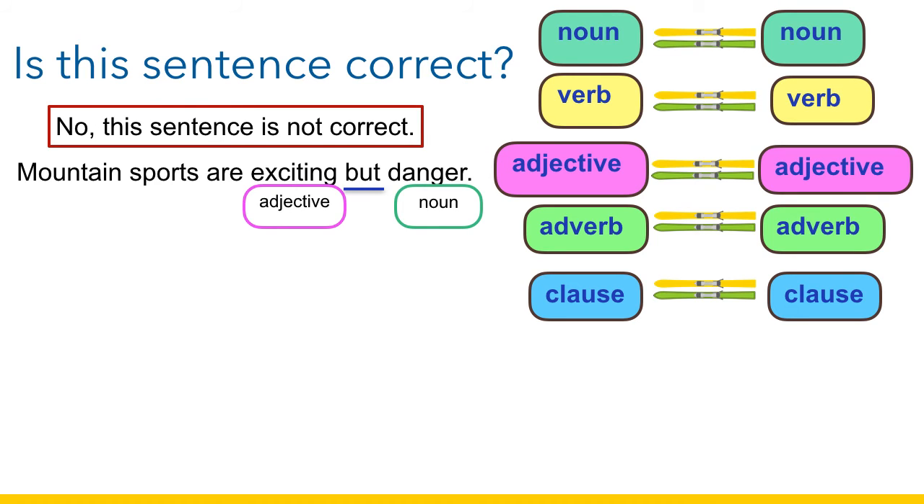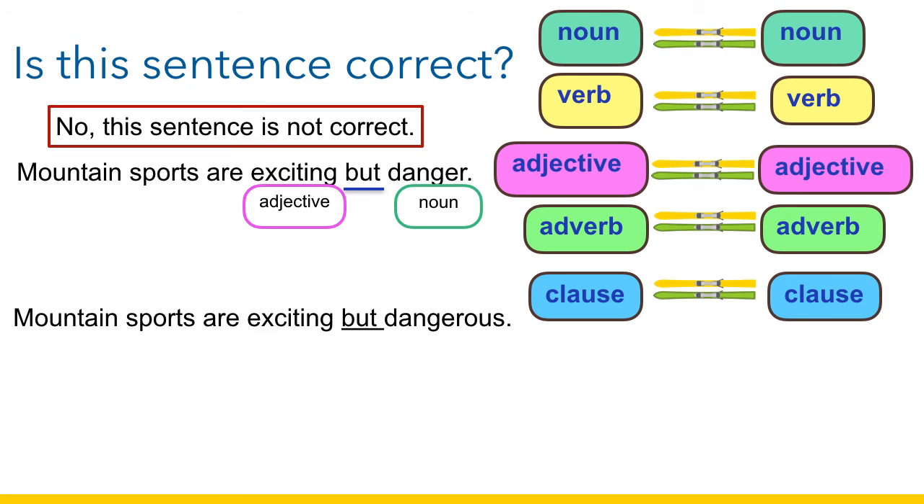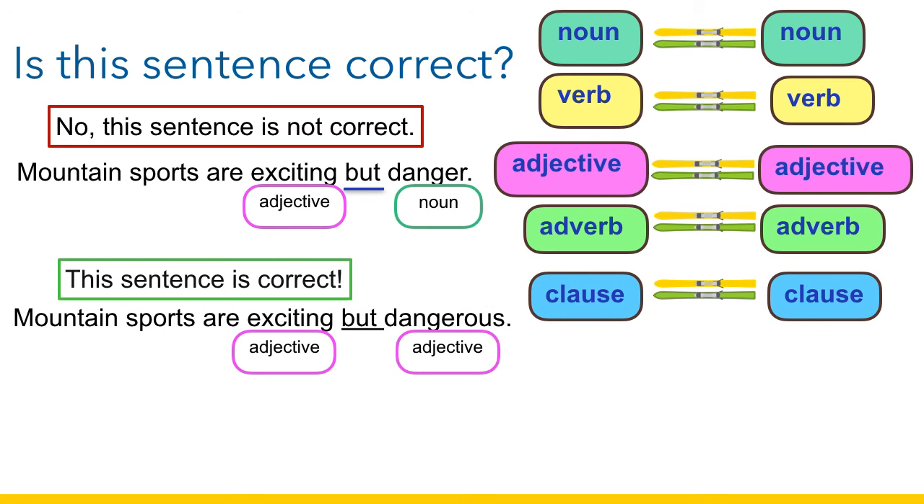How can we correct it? All we need to do is make danger an adjective. Mountain sports are exciting but dangerous. Now we have a conjunction connecting two adjectives, two equal parts. This sentence is correct. It's parallel.